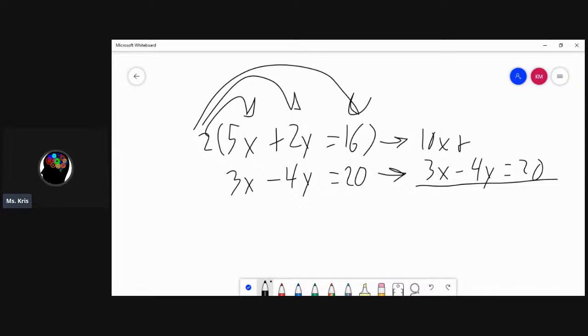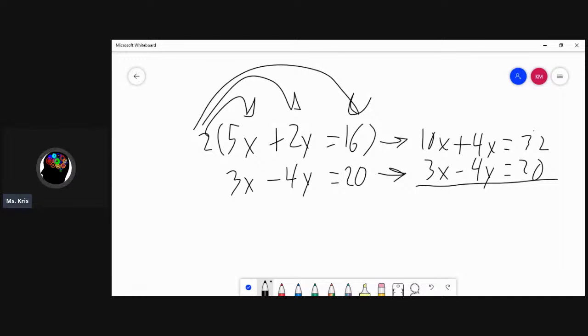So now, 10x. 2 times 2y, that'll give me a positive 4y, and that equals 2 times 16, which is 32, because 6 plus 6 is 12. 10 plus 10 is 20. 20 plus 12, that gives me 32.